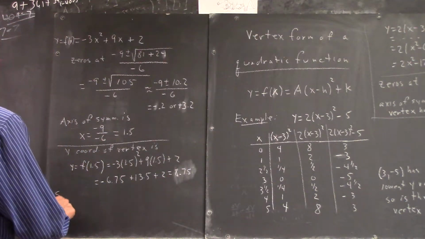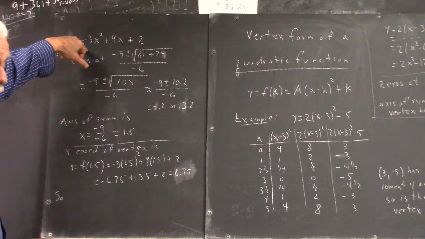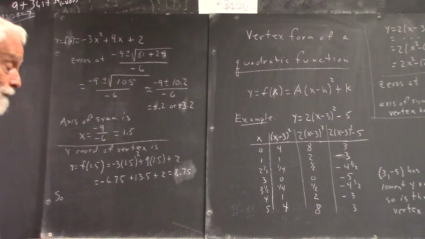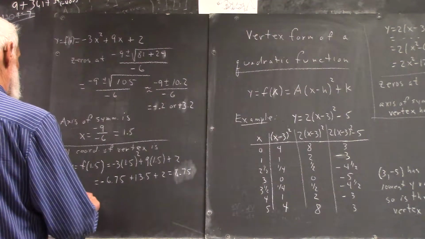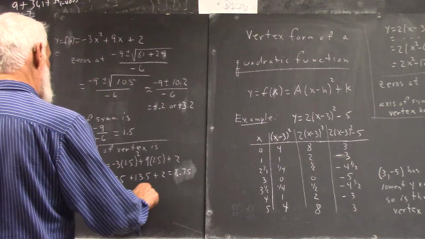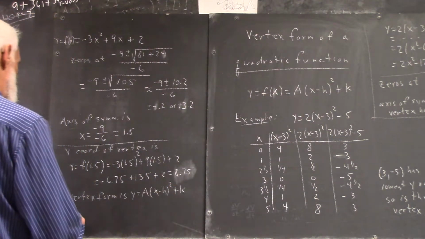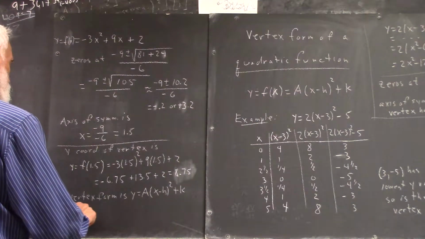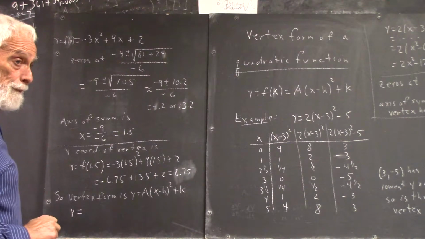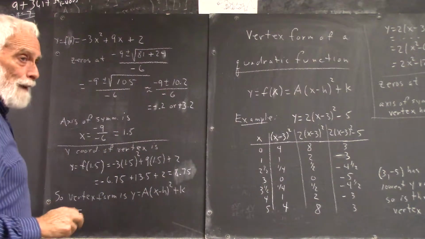So, if I ask you to put this in vertex form, you would now pretty much have it. You know the coordinates of the vertex. So A is your coefficient of x squared. Okay? A is always the same as the A here. This is a capital A, this is a small a.